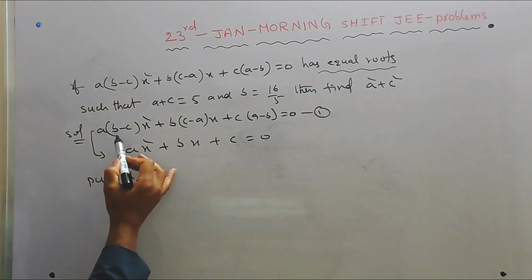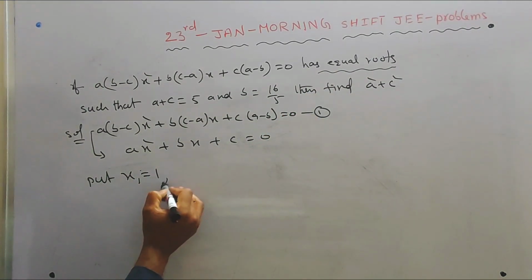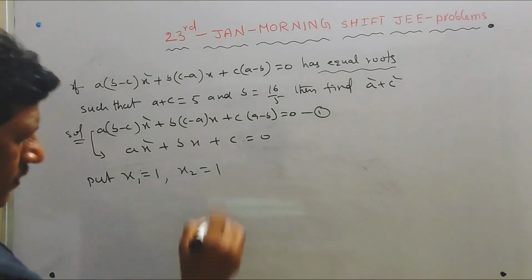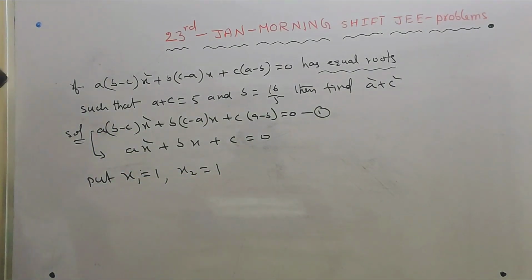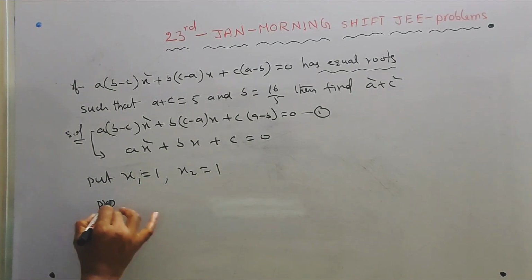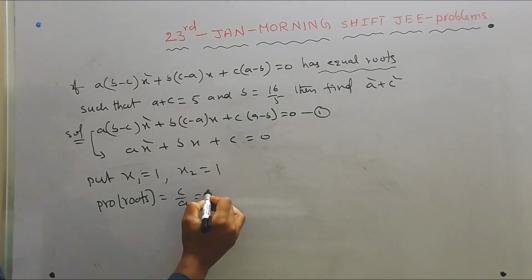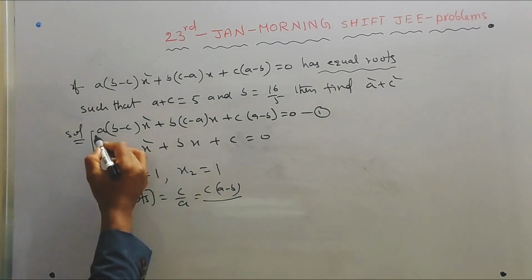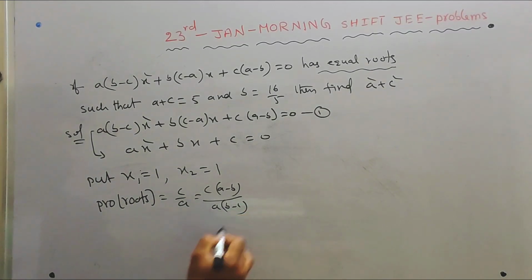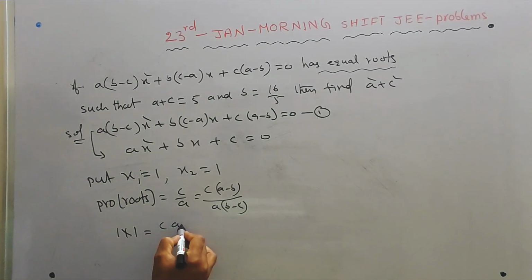But he told that this quadratic equation contains equal roots. So if one root is 1, then the second root is also 1, because this equation contains equal roots. Then we know that the product of roots formula is c by a, that means c into (a minus b) by a into (b minus c). So 1 into 1 is equal to c(a minus b) by a(b minus c).